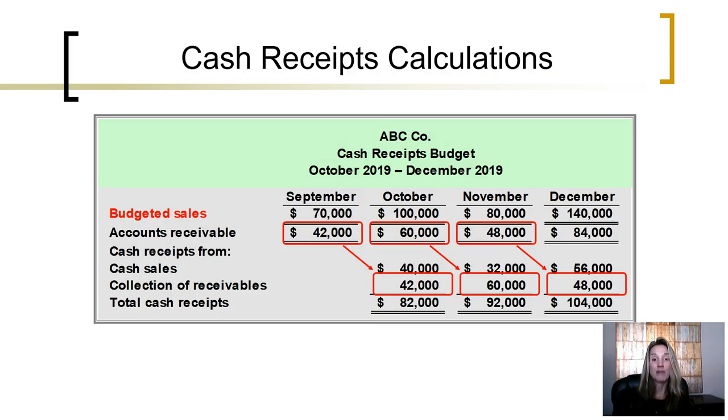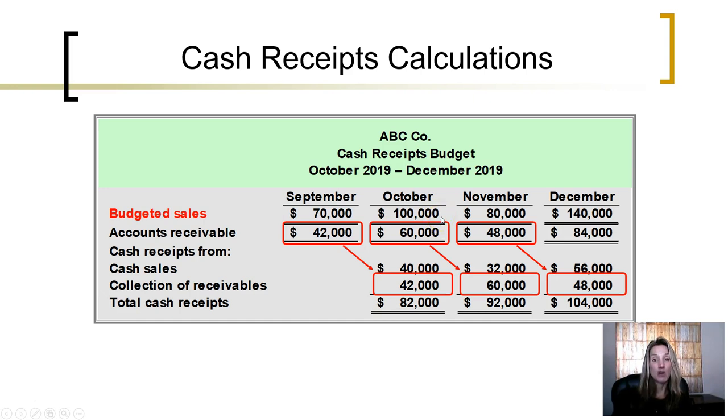So let's prepare the amount of cash expected to be received by ABC for our budgeted period. Here are the budgeted sales, which comes from the sales budget that was prepared in the operational budgets. We also know that the amount of accounts receivable expected at the end of each of these months are listed here. So now we can calculate the amount of cash that ABC expects to receive during the month of October.